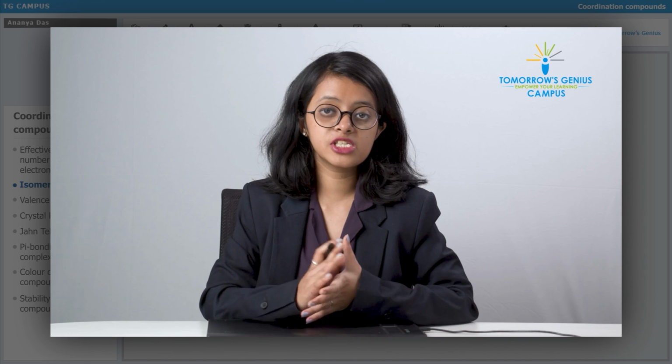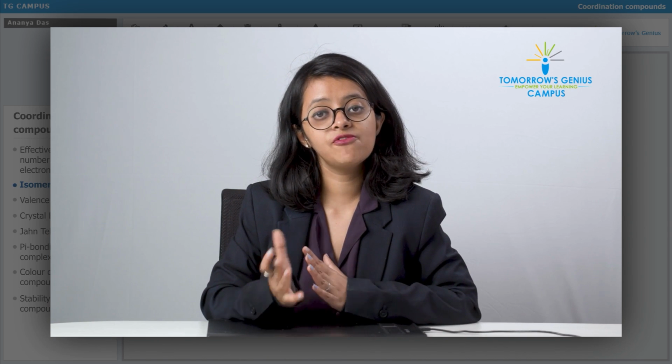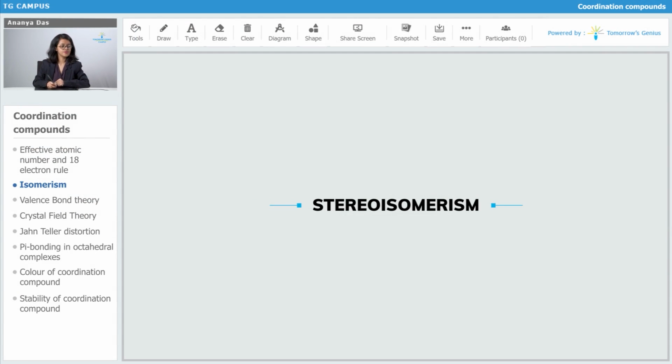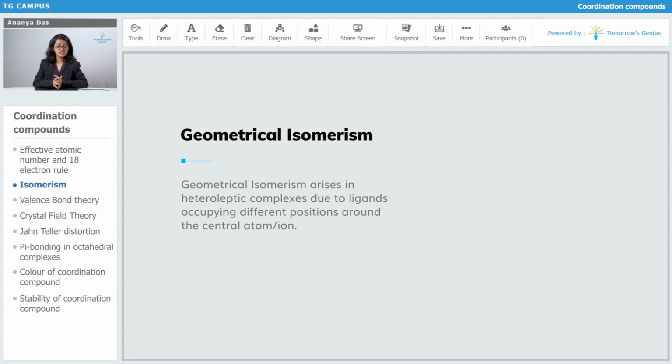And you know that stereoisomerism is also of two types. We have geometrical isomerism and we have optical isomerism. So, let us learn more about that now. Geometrical isomerism arises in heteroleptic complexes due to ligands occupying different positions around the central atom. First of all, heteroleptic complexes.